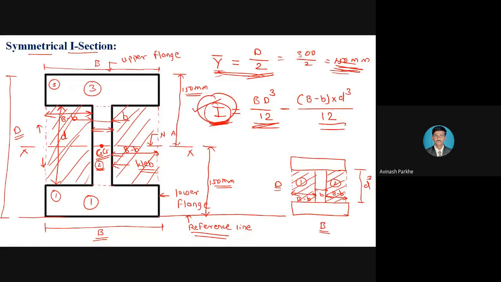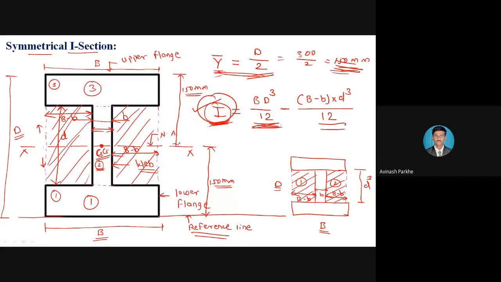Take the symmetrical I section, draw one rough figure. Symmetrical I section means the dimensions of the upper flange and the dimensions of the lower flange are the same. Means the section above the neutral axis is the same as the section below the neutral axis. Their y bar can be calculated as capital D divided by 2. Their I can be calculated, the formula is written here. So take these 2 formulas immediately in your notebook.